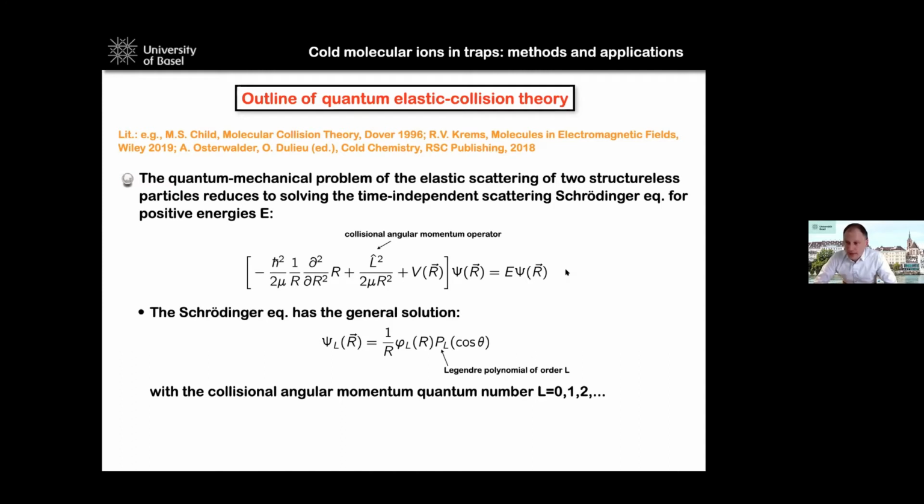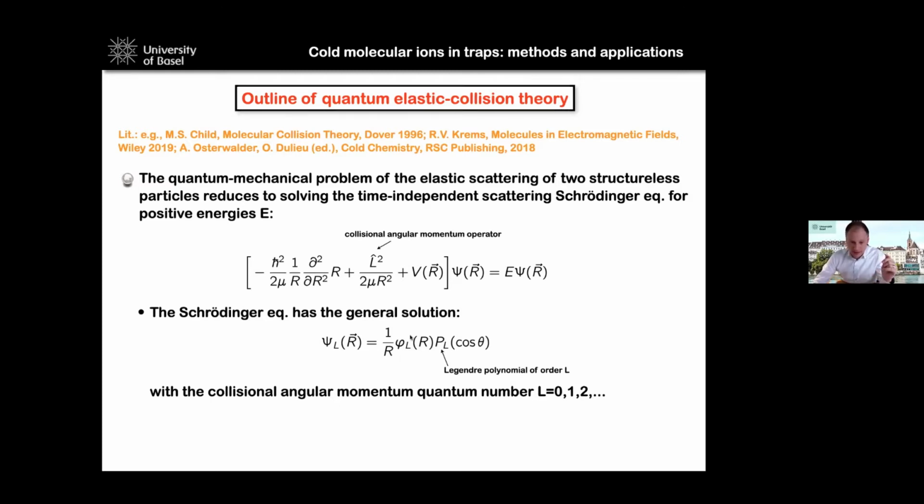Only that in this case, we are not interested in the bound solutions of this Schrodinger equation, meaning the bound states of this molecular system, but in the scattering states, those solutions with a positive energy. But otherwise, it's the same Schrodinger equation. So it has the general solution of this form. What you can do is separate the solution into two parts: an angular part, which turns out to be the Legendre polynomials as a function of cos theta because of the cylindrical symmetry of the problem, and the radial part.